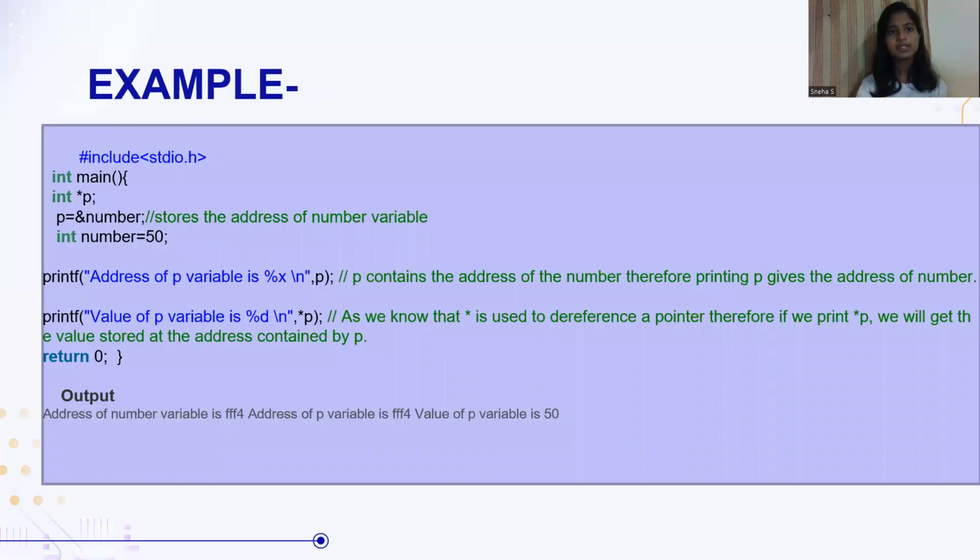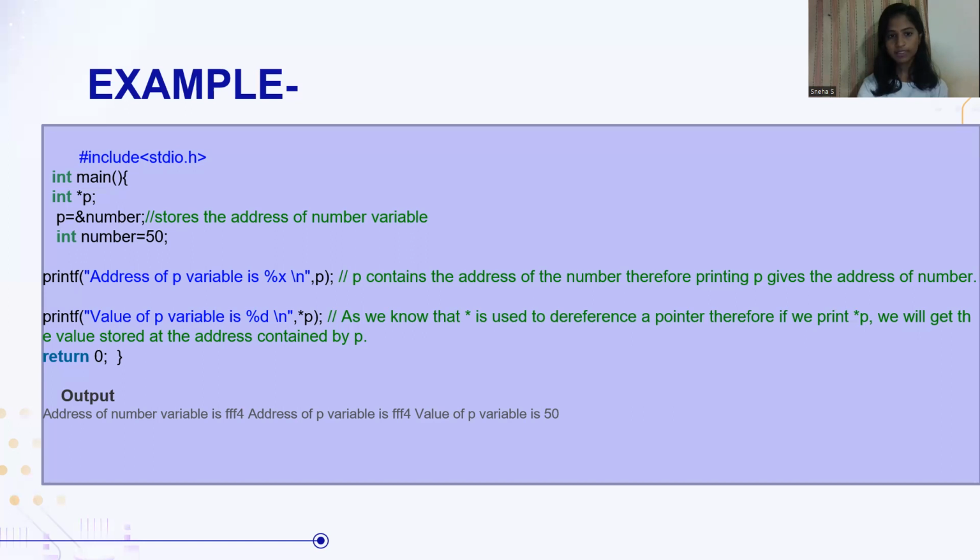Here is one more example. Here we are using an array, and also an asterisk is used, which stores the address of the numerical variable. When we print, the variable p will contain the address of number, therefore printing p gives the address of number. And in printf, as we know that the asterisk is used to dereference a pointer, therefore when we print asterisk p, we will get the value stored at the address. So the asterisk will give us the value stored, and the ampersand symbol will give us the address of the given array. The output will be the address of the given variable is the given address and the value of that.